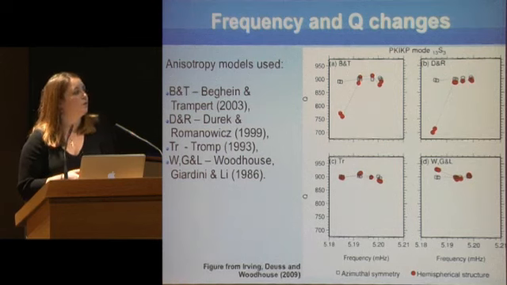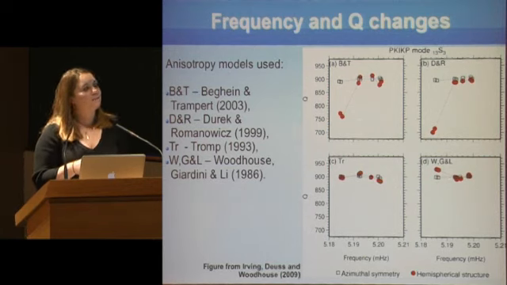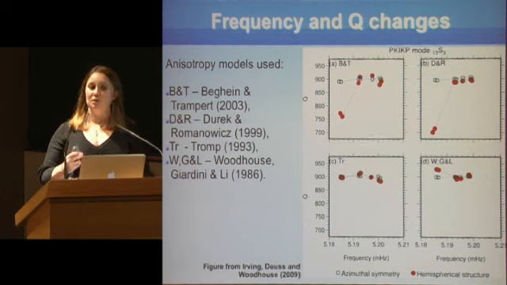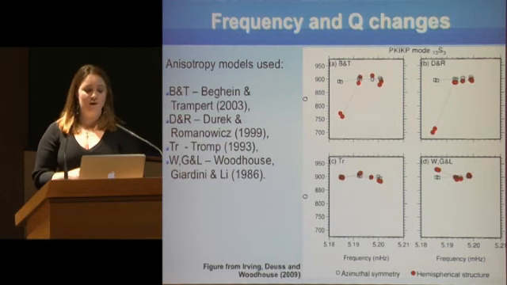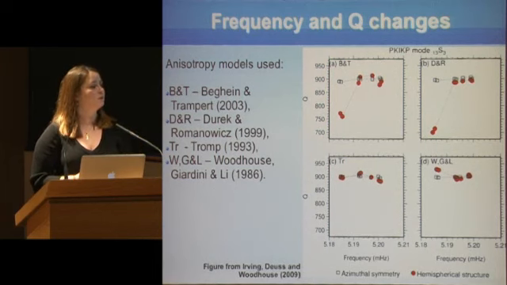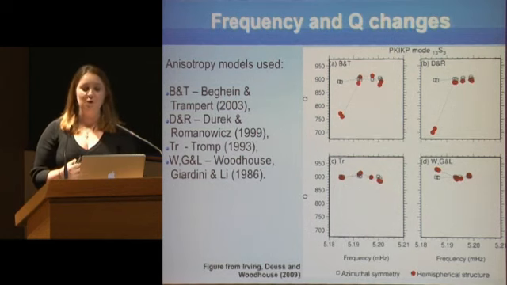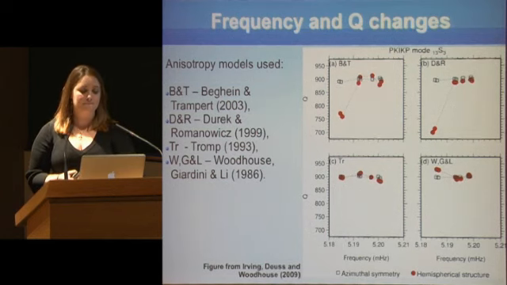Sometimes these changes are in quality factor, sometimes these changes are in frequency, sometimes the changes are in one direction and sometimes they're in a different direction. There is no uniform response to putting hemispherical structure in the inner core. There is no one thing that this normal mode does. And in fact, different normal modes will do different things when you put this structure into the inner core.